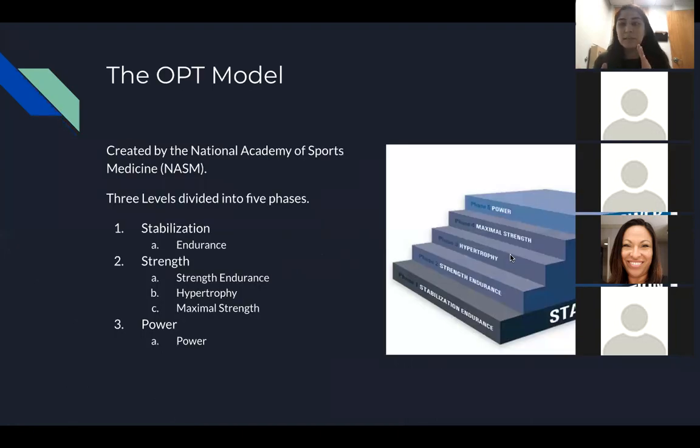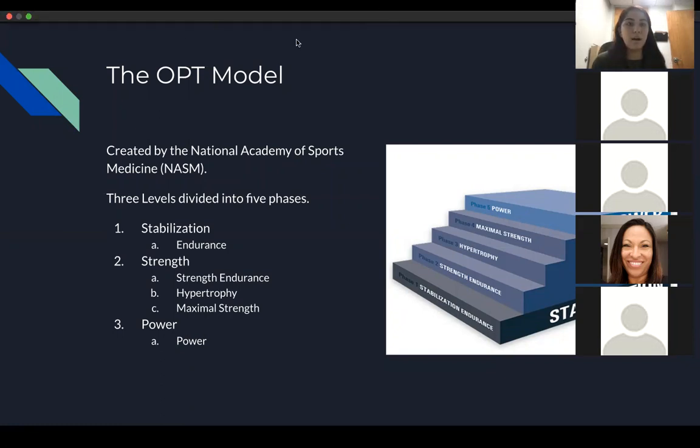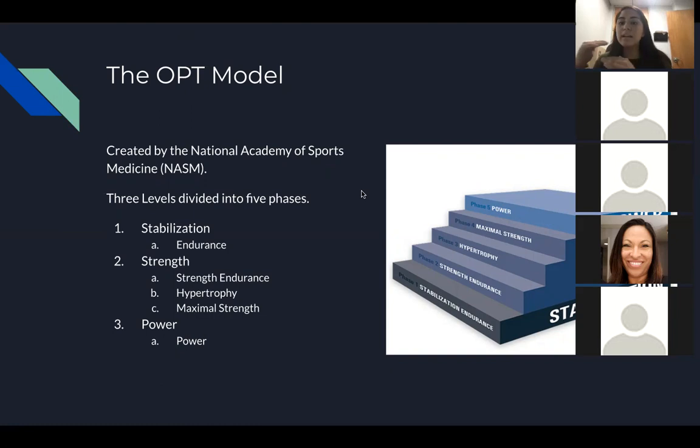So this is the OPT model. It was created and used by the National Academy of Sports Medicine. And it's a model that I'm learning right now in their program for personal training certification. And I think it's a really good model to be using, especially when just dividing exercise programs into these different phases.